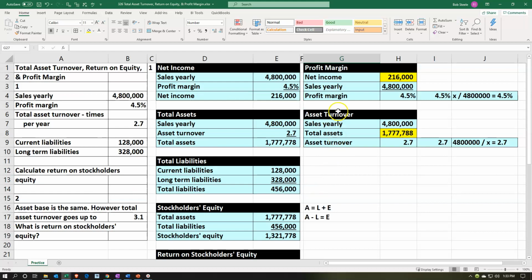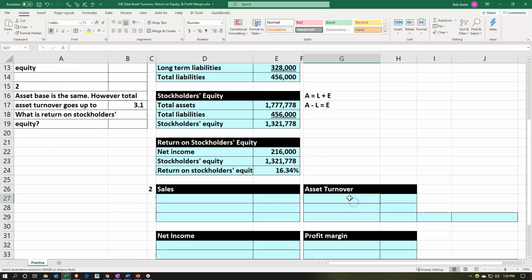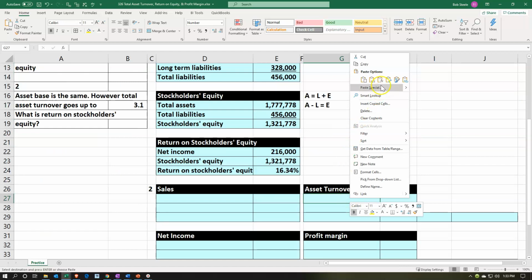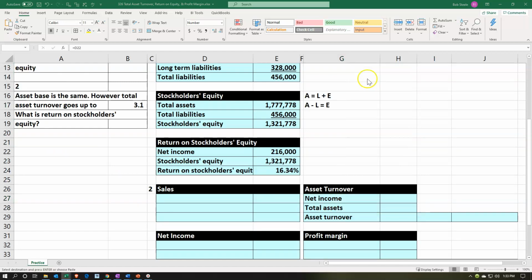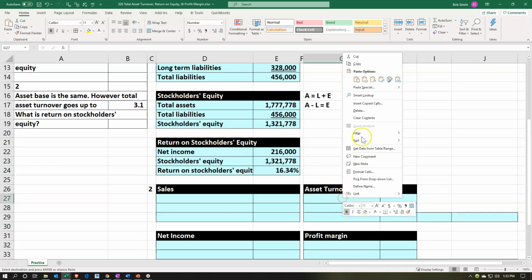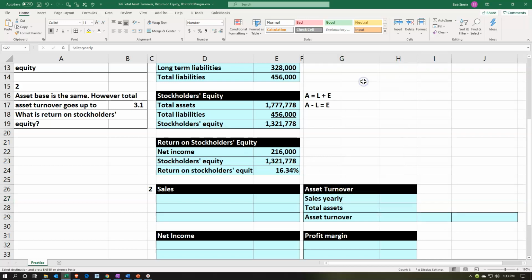If we had it up top, we have the asset turnover, which is sales over total assets, and then that gives us the asset turnover. I'm going to copy this. I'm going to paste just the values only so that it doesn't try to copy a formula. I just want the actual text is all I'm looking for.